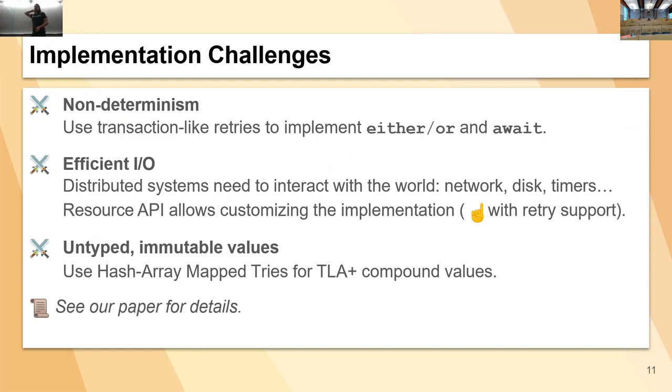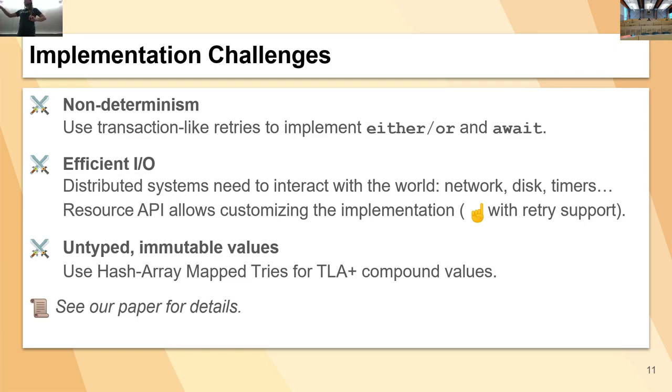So here are some things that we had to deal with. And depending on time and questions, I have slides that actually describe these. That's the other slide deck. But for now, I'll just go over them in principle with a little bit more flavor than I would normally. So non-determinism is one of those things. Basically, our generated code has to use this kind of transaction-like retry system to get the either or and await. For example, if you have an either or with an await in it, like, oh, not that one, try the other one. And it has to do that while undoing any of the side effects of the other branch and stuff like that. There are some smart ways to compile certain special cases, but we haven't looked at those yet. I aspire to eventually, maybe.